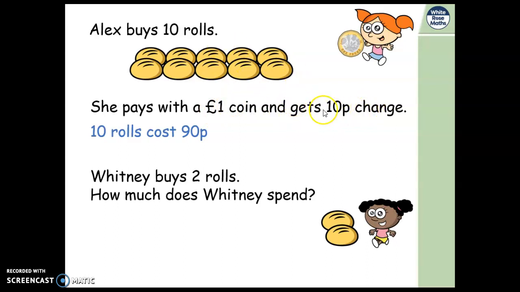So the first step we need to do is take away that 10p. So the 10 rolls cost 90p. So the total amount is the 90p, and we have 10 rolls. So if we divide 90 by 10, we get 9. So each roll costs 9p.